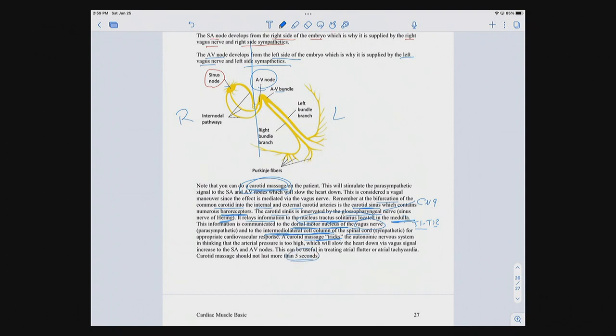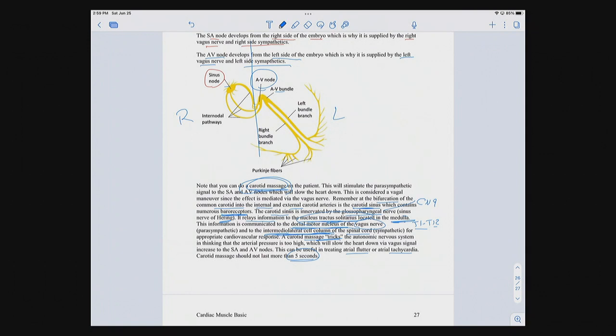But this is a maneuver that could be done if somebody is in supraventricular tachycardia, if their heart is beating too rapidly, and again, it was one of many things you could do that's very simple to slow the heart rate down. It can also be useful in treating atrial flutter, also atrial tachycardia as well. Again, it is quite useful.